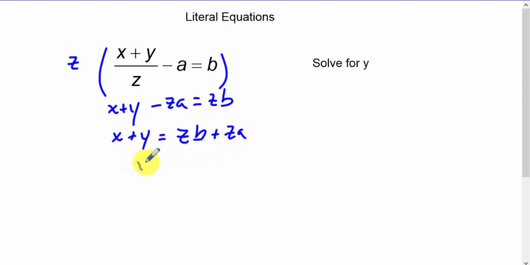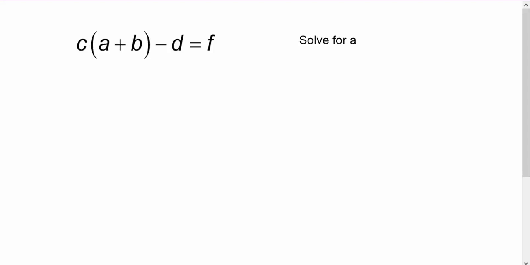I'm going to then isolate the y by subtracting x. And I'm done. Like I said, there's a lot of ways to get that same answer. I just try to use the preferred way that I would do it in a regular type of equation. Next.